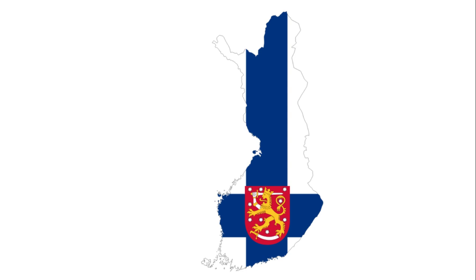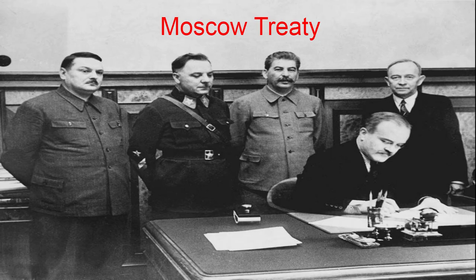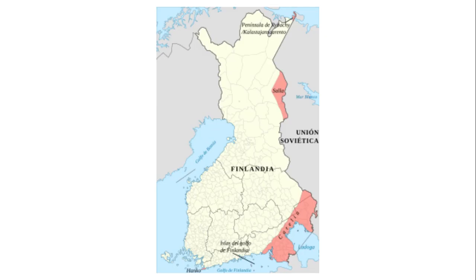But Finland had a stronger military, and Stalin was unsuccessful. The war between the Soviet Union and Finland ended with the Moscow Treaty. In the Moscow Treaty, it was written that Finland would give 9% of its land to the Soviet Union. And this was a success for the Soviet Union. But during this, Hitler was not planning to conquer Finland.